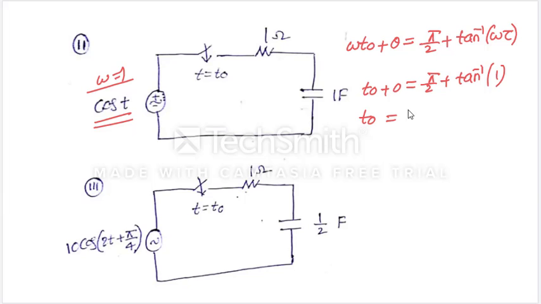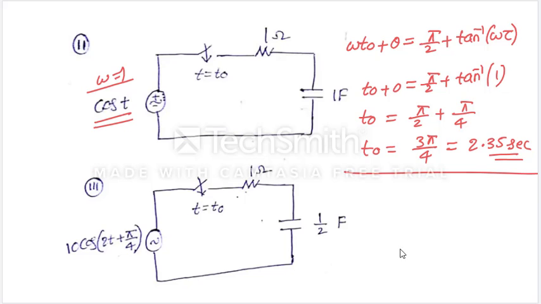So how much is the t naught value? Pi by 2 plus pi by 4. So t naught is 3 pi by 4. How much is the value now here? That is 2.35 seconds.